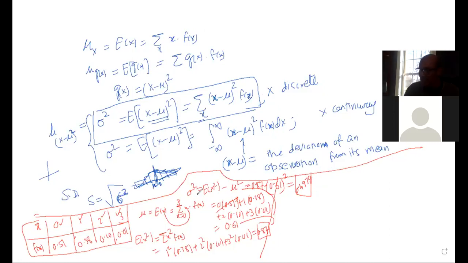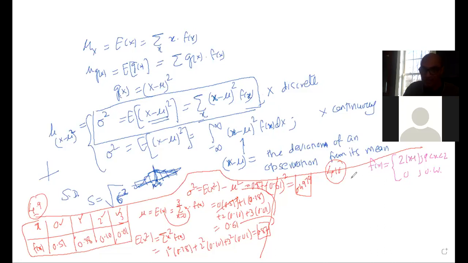My second example is example 4.10 in the book; the first one was 4.9. This example says that now you have one function f(x) equal to 2 into (x minus 1) if 1 is less than x is less than 2, otherwise it is 0. Find the mean and the variance of x.